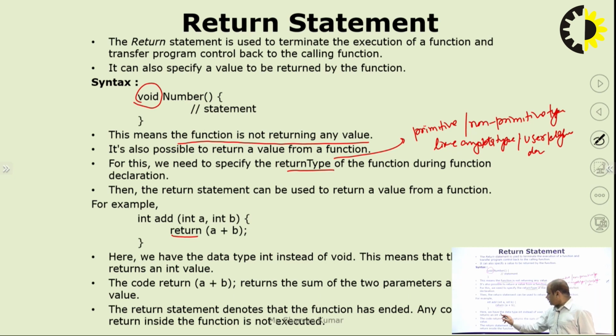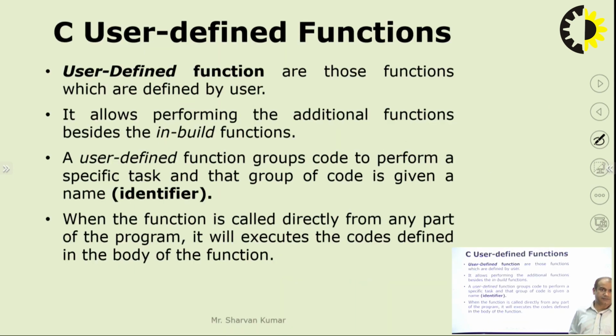So we have a data type like integer. Here we are using integer type instead of void. This means that the function will return an integer value. The code performs the functionality a plus b and returns the sum. The return statement denotes that the function has ended, and any code after that return statement of that function will not be executed. No code after that will be executed, and control will transfer to the main function.